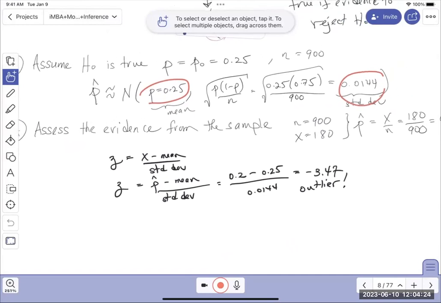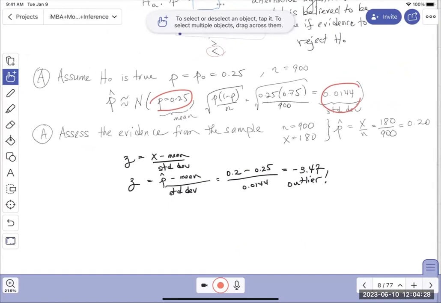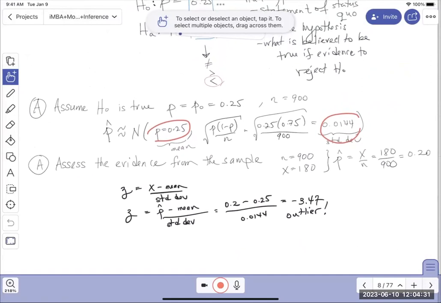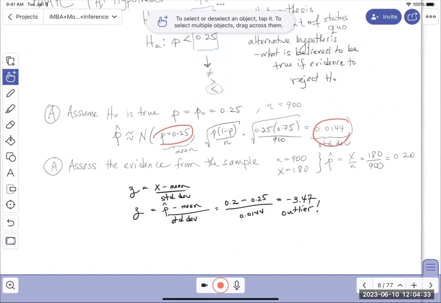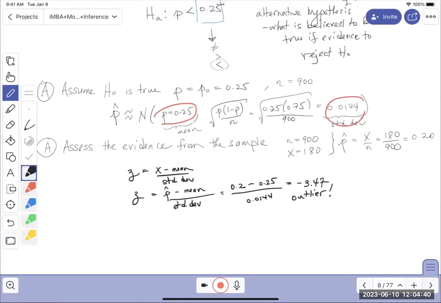Any questions so far? So everyone's made all the calculation, you wrote this down, or you're just watching me. Are there any questions so far? So we assessed the evidence, we just did the math. And now what we're gonna do is calculate the probability of seeing this.